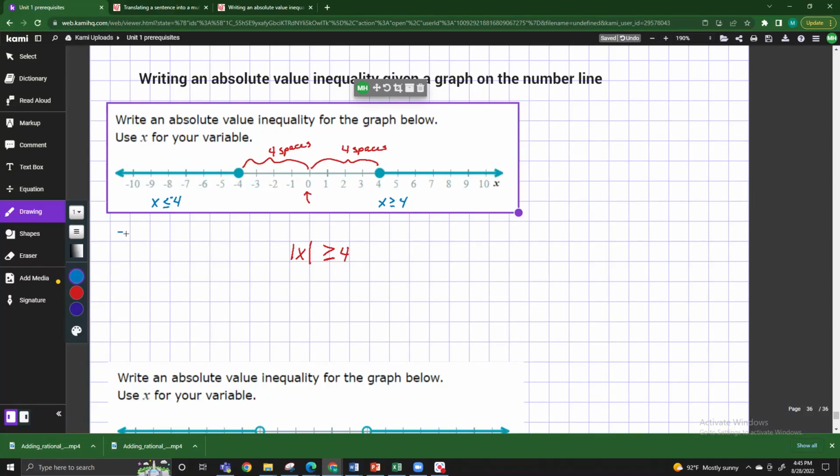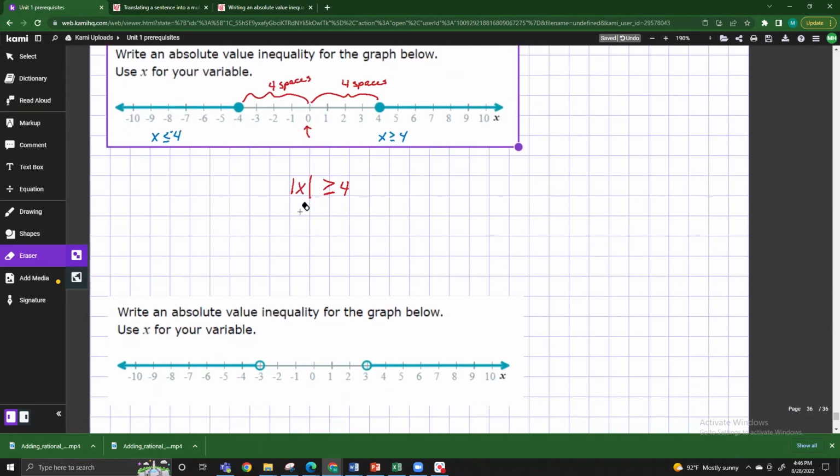If I did negative 4 is greater than or equal to x is greater than or equal to 4, most math people will never write it that way. They like less thans, or they like the variable first. That is the general statement of how variables work with inequalities. So that gives me the same thing.